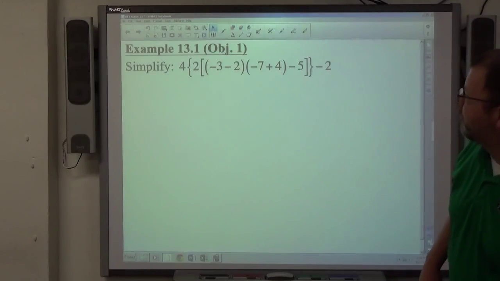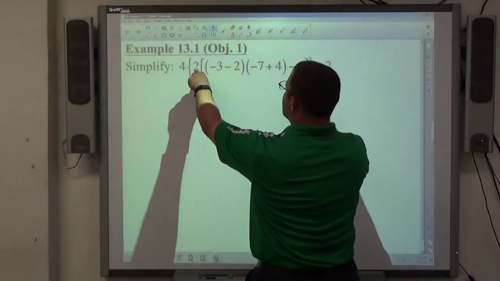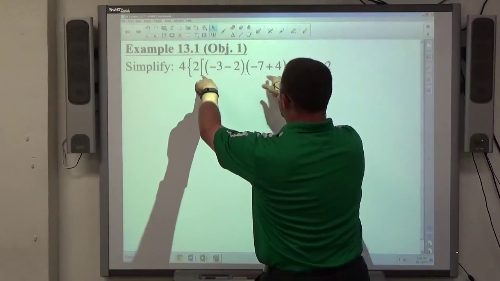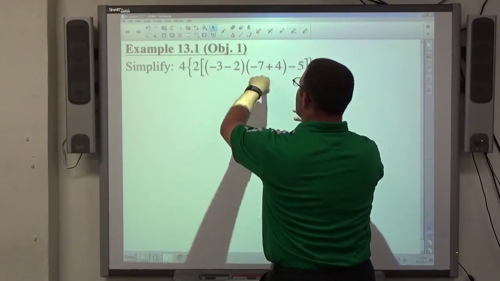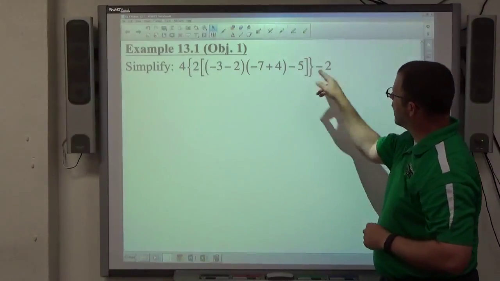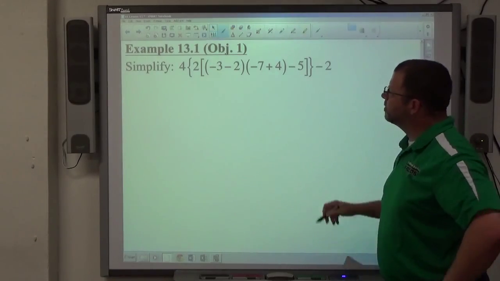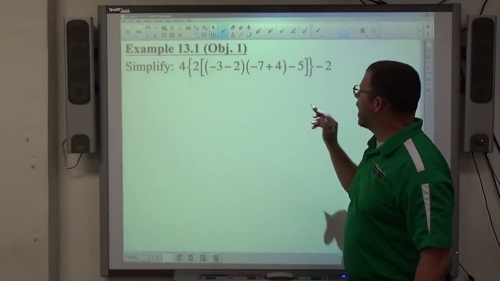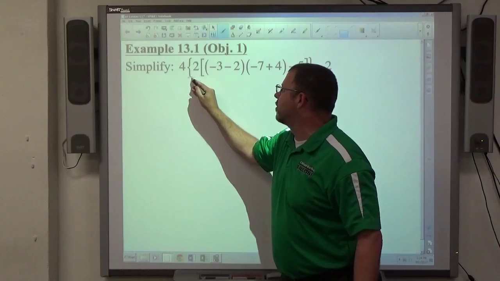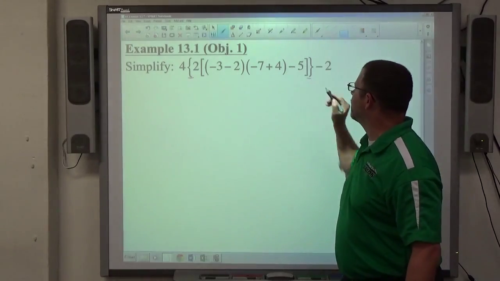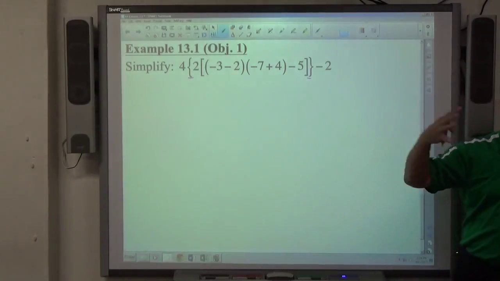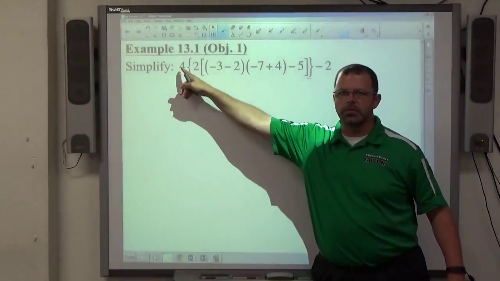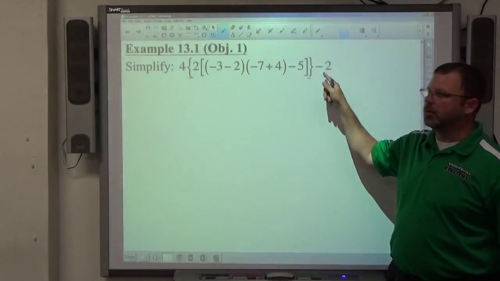Example 1, simplify 4 inside the braces: 2 bracket -3 minus 2 times -7 plus 4 minus 5, end bracket, end brace minus 2. So first thing I do is notice my beginning and ending symbols. I've got a beginning brace and an ending brace. I have to evaluate everything inside of that before I worry about this 4, before I worry about this minus 2.